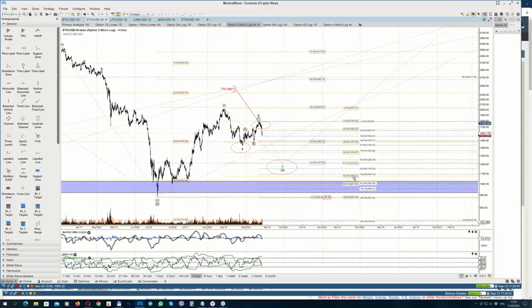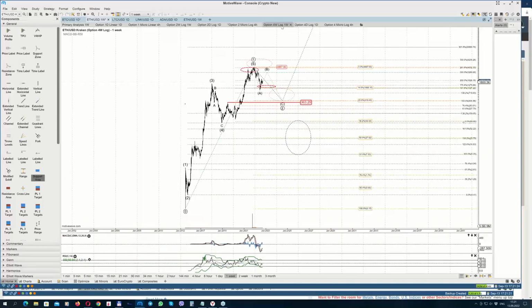Break below 1075 and I could refuse this count with confidence. So please note that 1075 is a real line in the sand for this scenario. But until this region is broken down, Ethereum remains quite bullish.